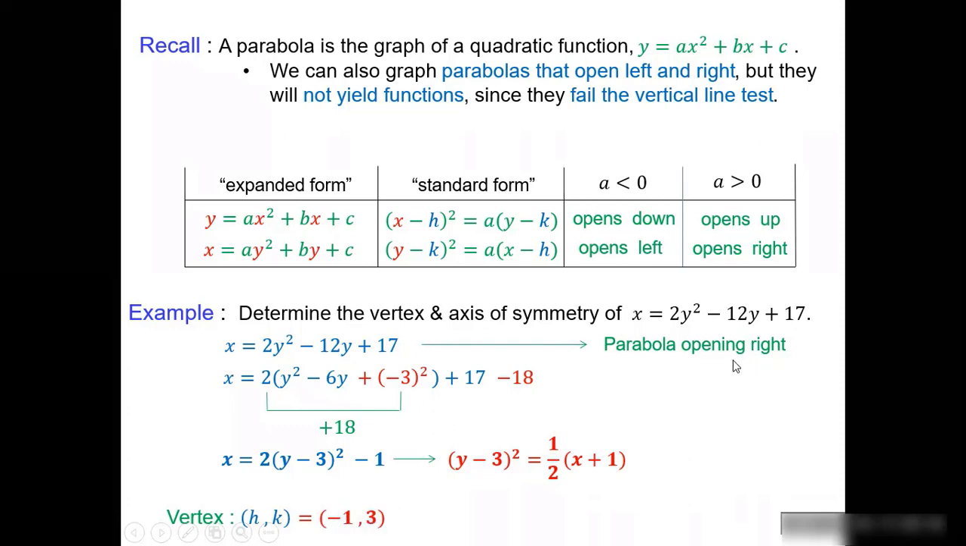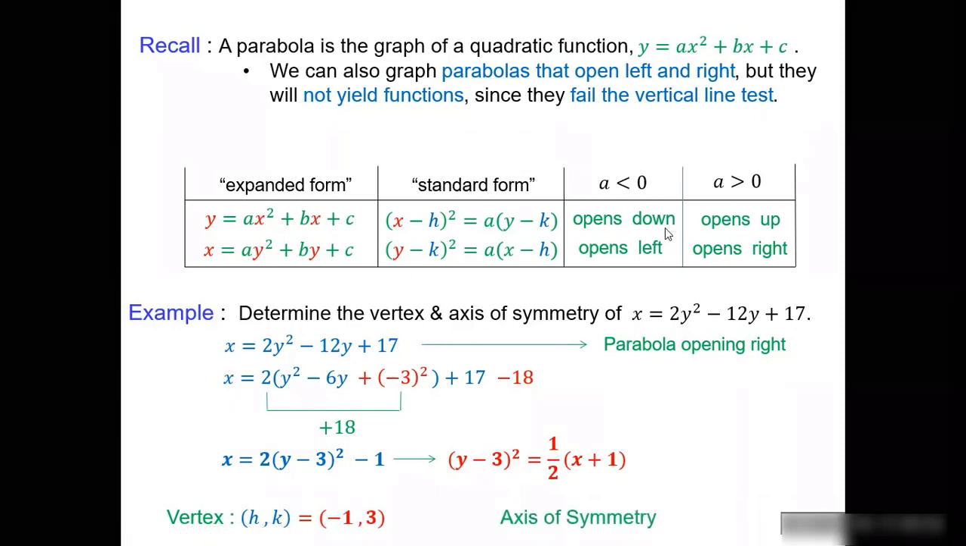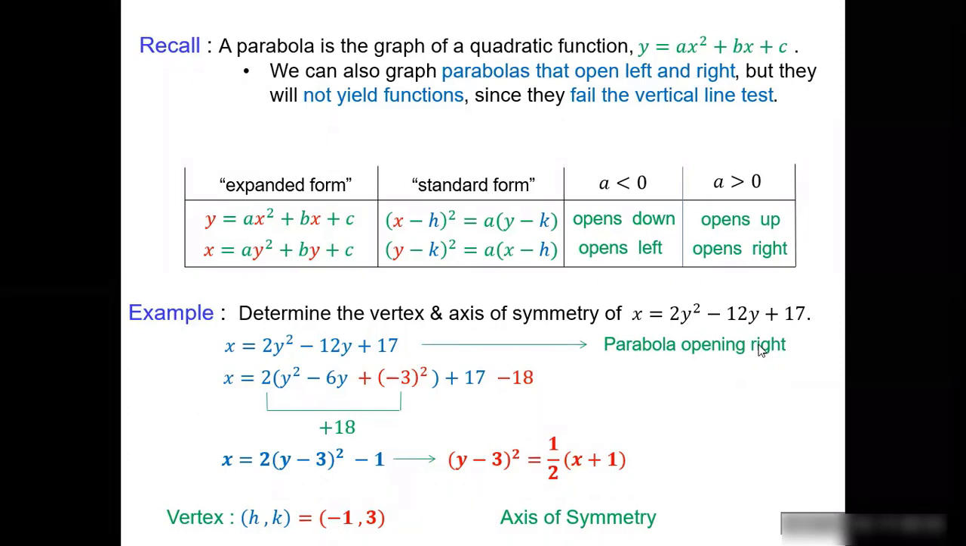Now what we should recognize as well is, in order to find the axis of symmetry, we need to realize that if the parabola opens right, then the axis of symmetry will be horizontal. Horizontal lines look like y equals a number, so the axis of symmetry will be the y value of the vertex, and therefore y equals 3.